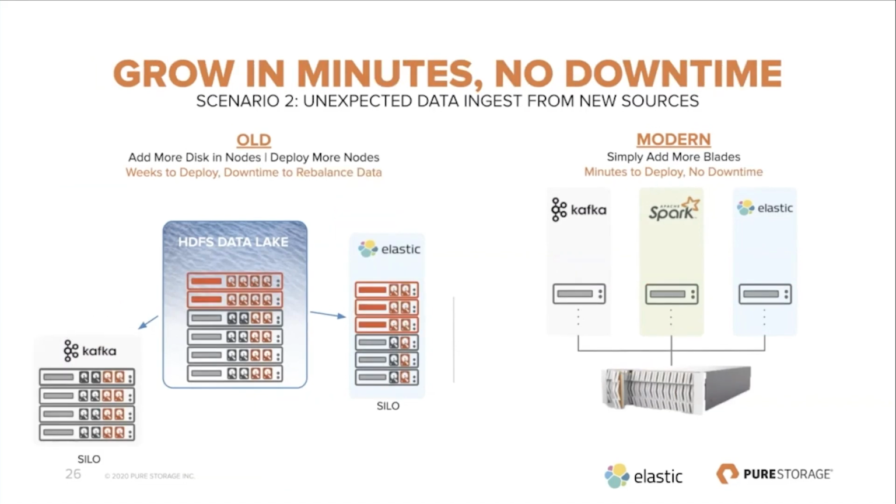So what happens in the old model in a scenario where there are unexpected data ingests from new data sources? It's a wholesale change in infrastructure. Where you need to increase the nodes, it could probably mean buying new servers and trying to match the same configuration as before, and doing some rebalancing. Well, in FlashBlade, all you need to do is simply insert a new blade. That's it. The Purity software will rebalance the data automatically and deliver a linear performance boost.